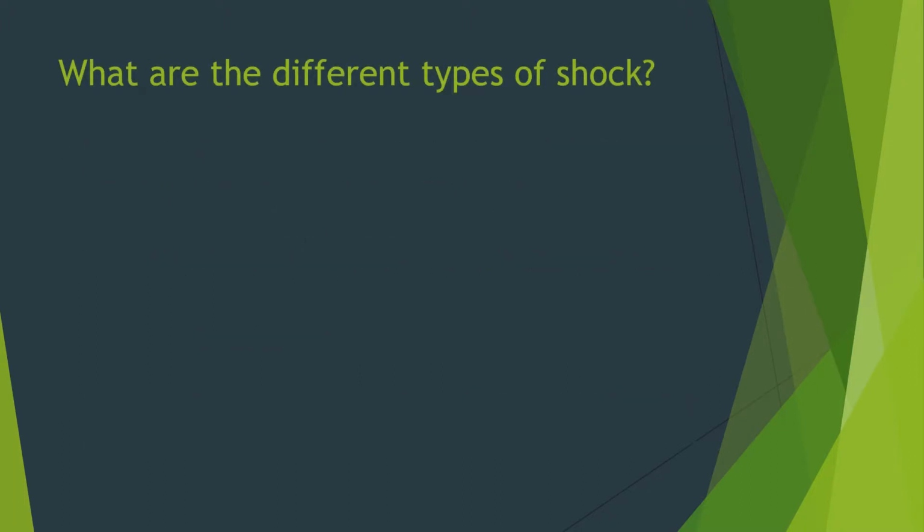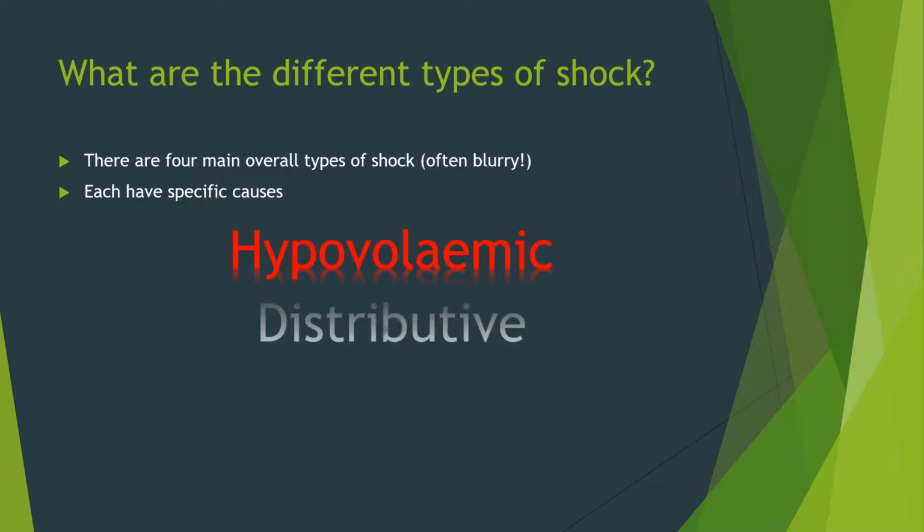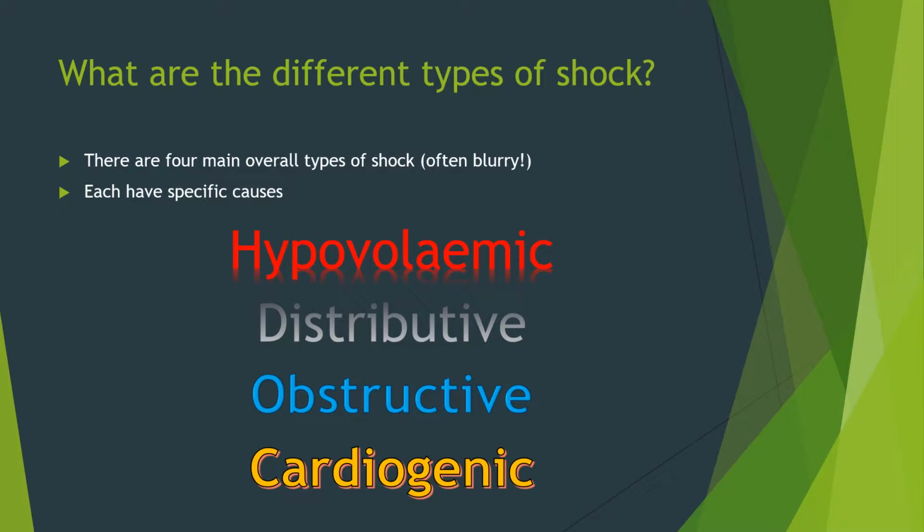So what are the different types of shock? There's four main different types overall, but often some of these are a bit blurry and can kind of spill into one another. And they each have specific causes, the first of which is hypovolemic shock. We then have distributive shock, obstructive shock, and cardiogenic shock.